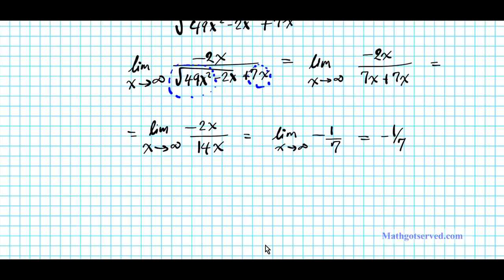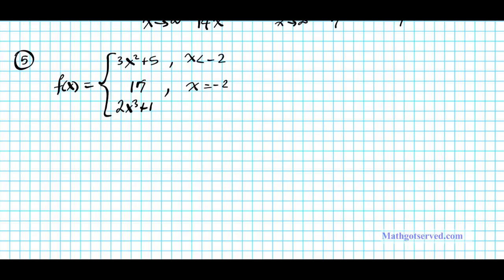Alright, so for number 5, we have a piecewise defined function, and we are asked to find if the limit as x approaches negative 2 exists. So let's go ahead and write down the piecewise defined function. We have f of x equals 3x squared plus 5, and then 17, and then 2x to the third plus 1. This is for x less than negative 2, this is when x is equal to negative 2, and this is when x is greater than negative 2.